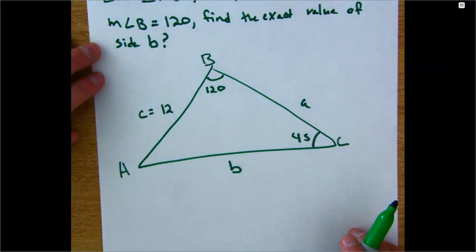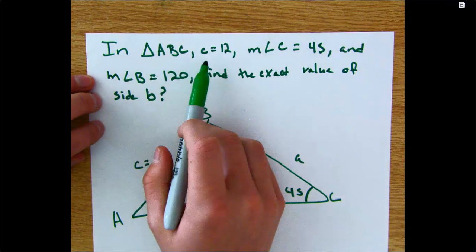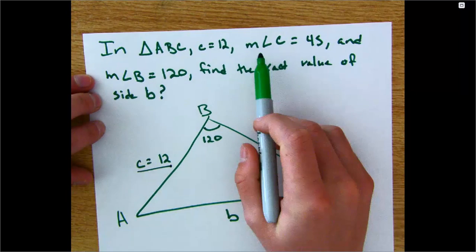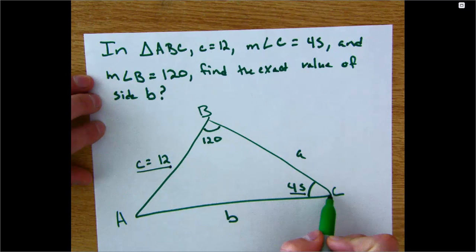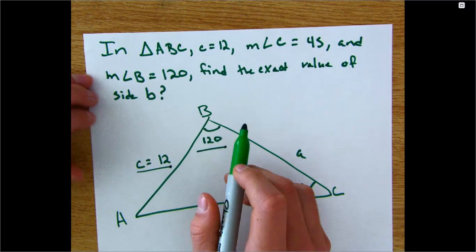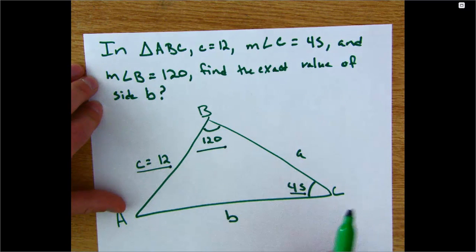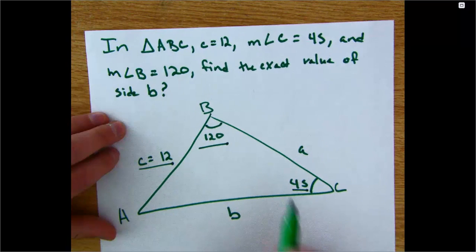For this problem, it says in triangle ABC, c is equal to 12, so you put c equals 12. Measure of angle C equals 45, so you put 45 for angle C. The measure of angle B is 120, so then you put 120 as measure of angle B. And then since you know you have two angles, you know you're going to be using the law of sines, so then you start with a proportion.